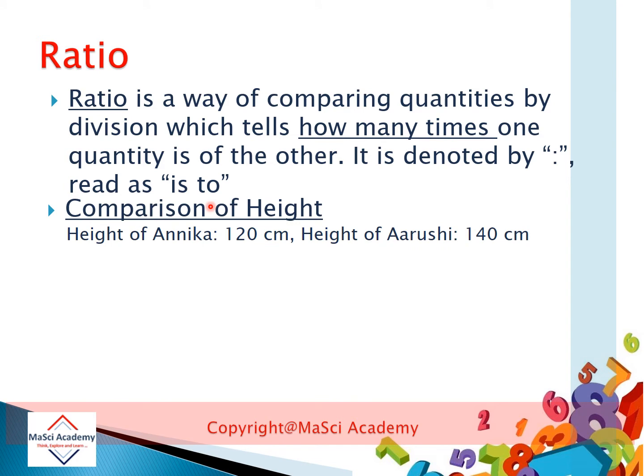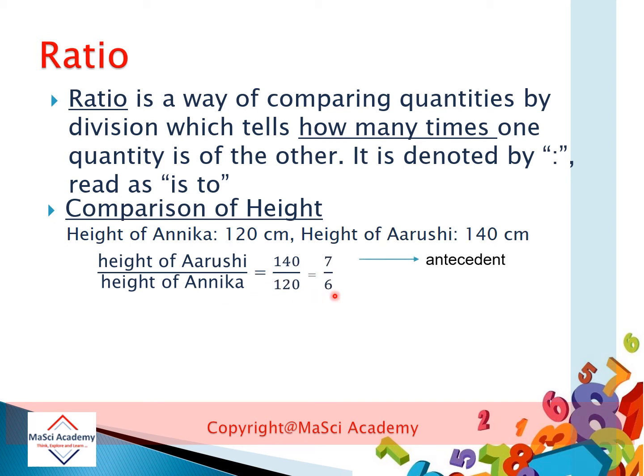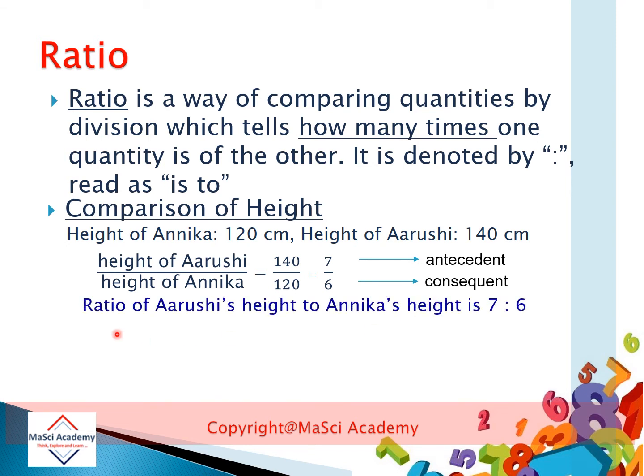Let's have a relook at the few examples that we have already seen. The first one is comparison of height. The height of Anika is 120 centimeters and the height of Arushi is 140 centimeters. How do we compare them by division? We have the height of Arushi in the numerator and the height of Anika in the denominator, that is 140 upon 120, which reduces to 7 upon 6. 7 is called antecedent and 6 is called consequent. So we say that the ratio of Arushi's height to Anika's height is 7:6.